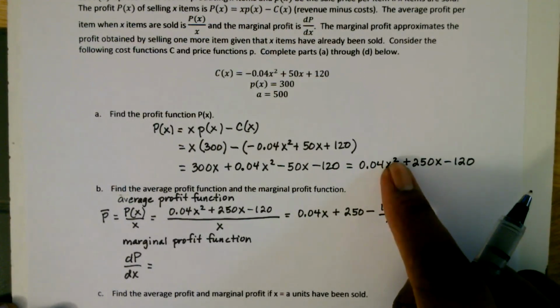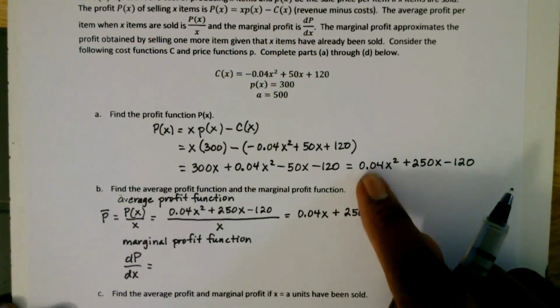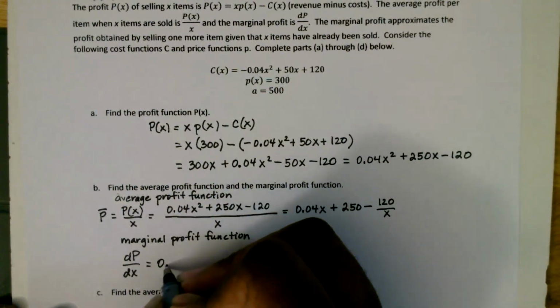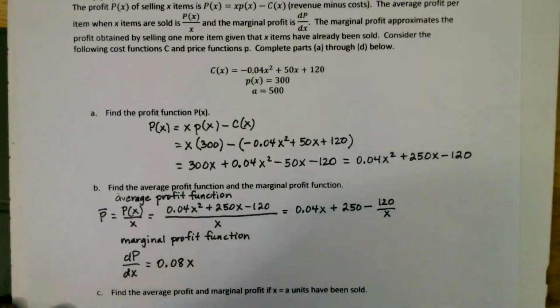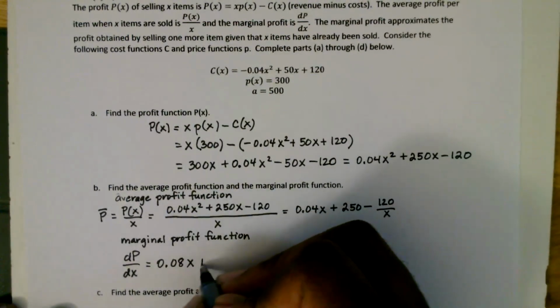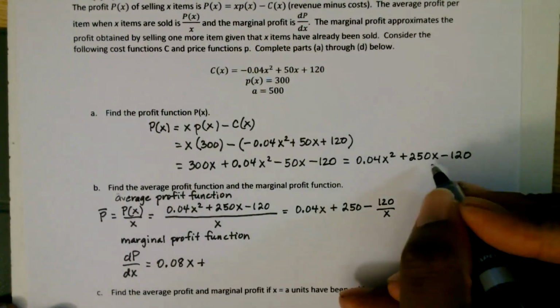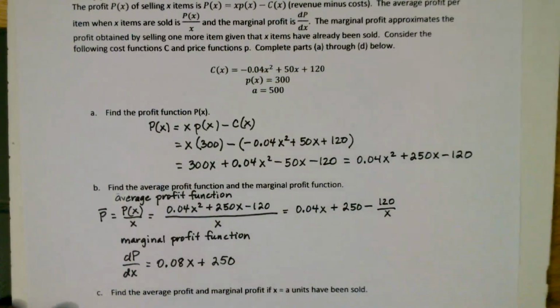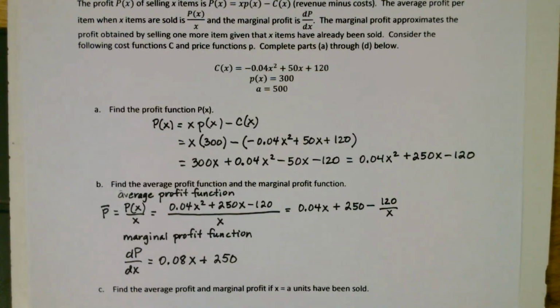0.04x squared, its derivative will be, bring the 2 down, multiply by 0.04, it will be 0.08. Copy over the x to the 1 less power, plus the derivative of 250x will be just 250. And the derivative of minus 120 will be 0. So this is my marginal profit function, 0.08x plus 250. So I've answered part B.